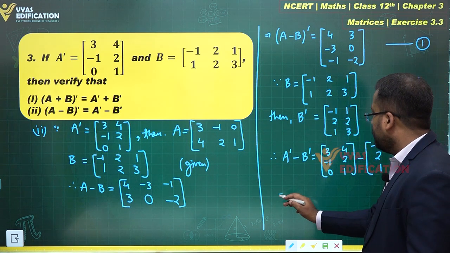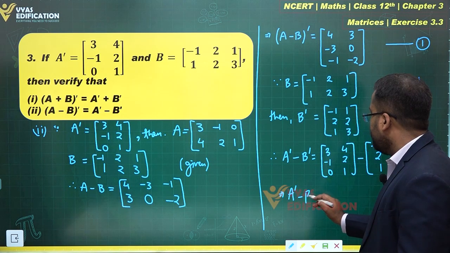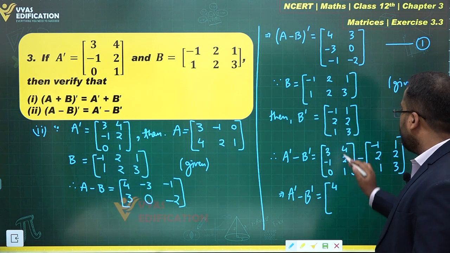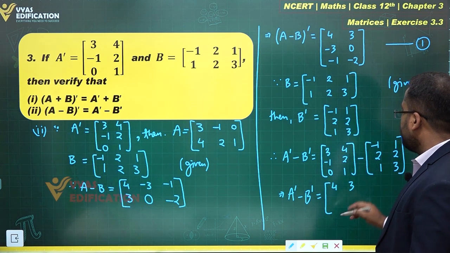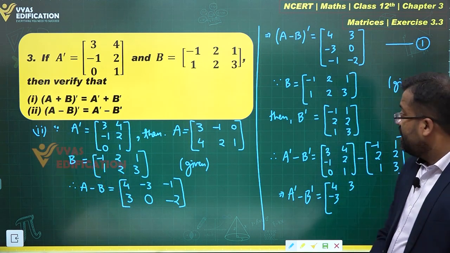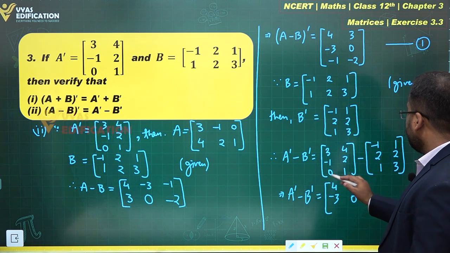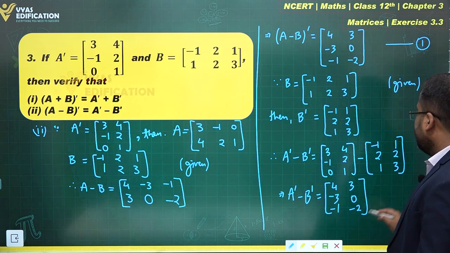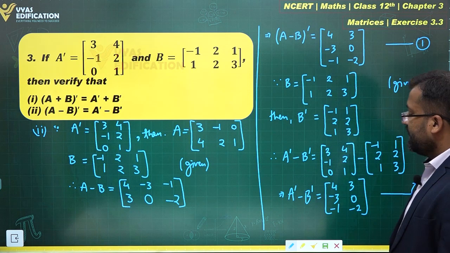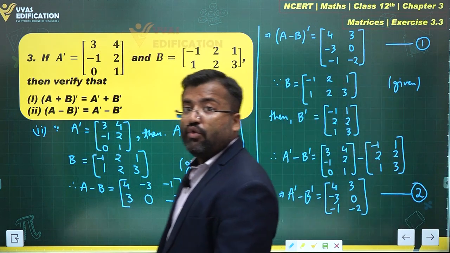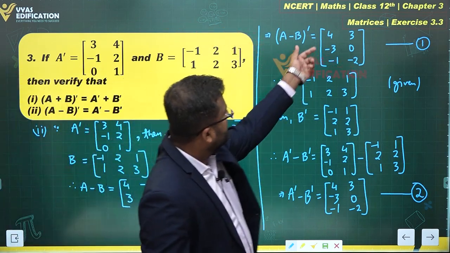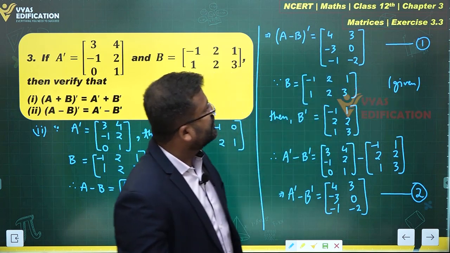And this further gives me A transpose minus B transpose is equal to this matrix over here. 3 minus minus 1 will become 4. 4 minus 1 will become 3. Minus 1 minus 2 will become minus 3. 2 minus 2 is 0, 0 minus 1 is minus 1, and 1 minus 3 is minus 2. This is what I obtained. This is the second statement. Now let's take a look at the matrices obtained at the end of the first and the end of the second. What do we have? This is 4, 3, minus 3, 0, and minus 1, minus 2.